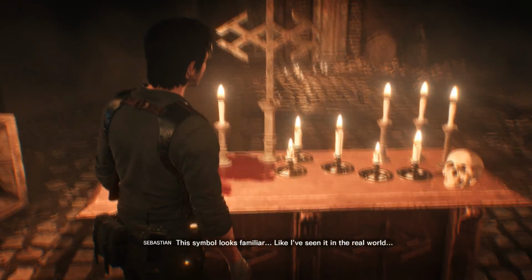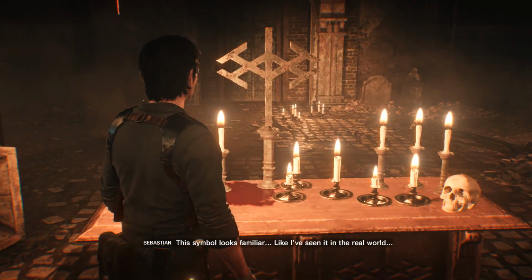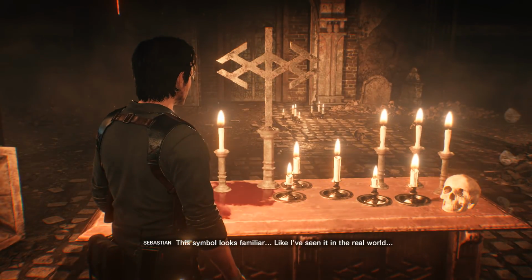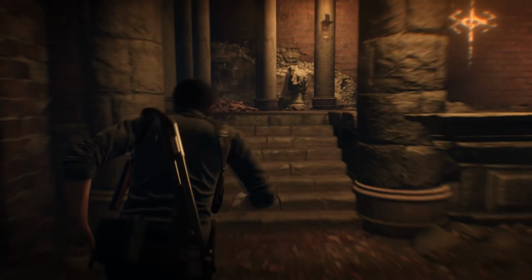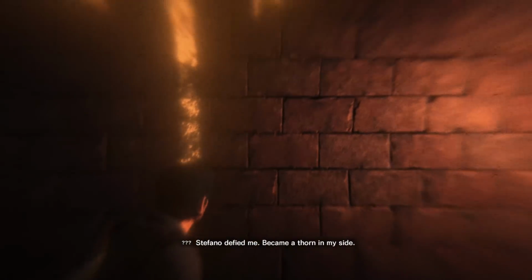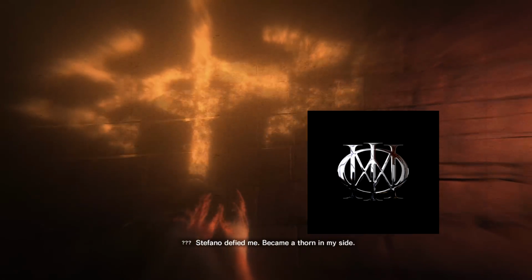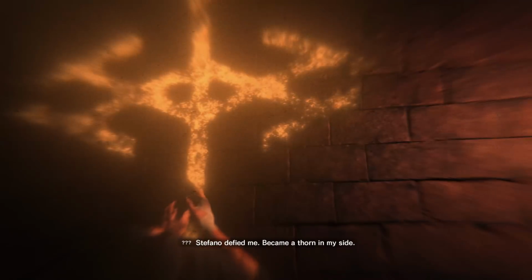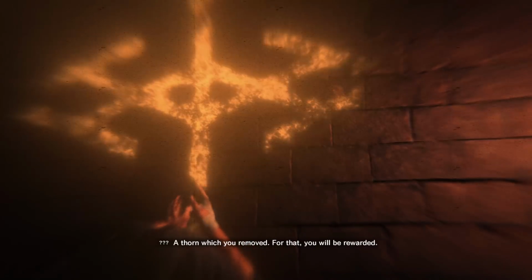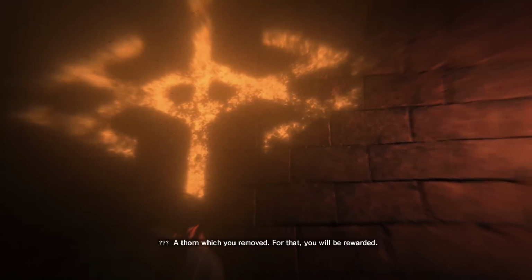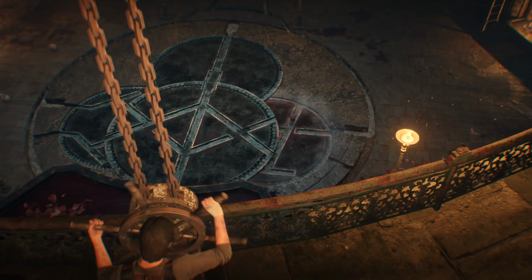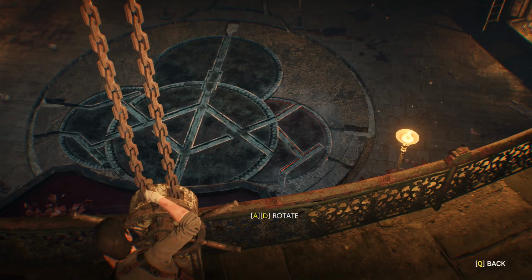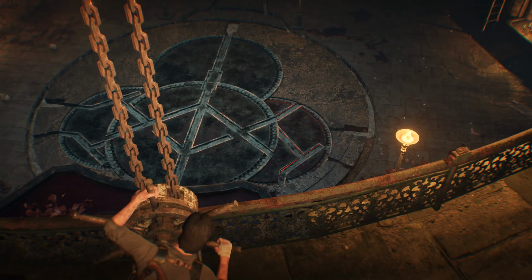This symbol looks familiar, like I've seen it in the real world. It's funny how the writer of the script is playing with us. Of course, this symbol is present and dominates the real world. It is used a lot by companies, video games, metal bands, secret societies, etc. I would say it's the second most important symbol after the all-seeing eye. You will be rewarded. Here we assemble a XX ourselves, which opens a fountain of blood that opens a gate.